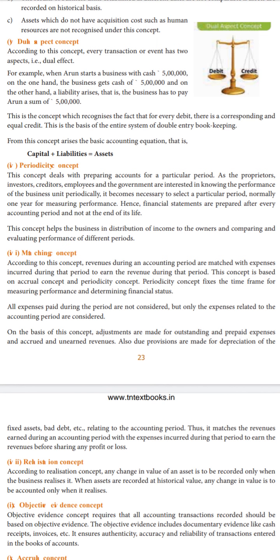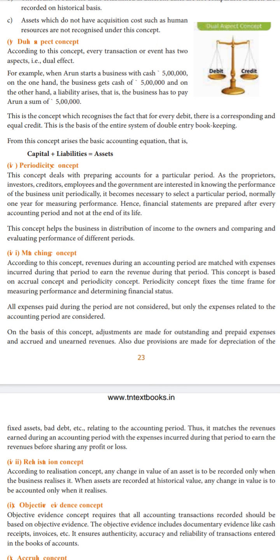And next is the matching concept. This is most important. Matching concept means for whatever income, that is revenue, we receive, there must be matching expenses. For example, a parent receives an income of, say, rupees 50,000, and spends rupees 30,000 in a particular month. His revenue is 50,000, he has spent 30,000. Still, he has 20,000, which will be shown as his savings, but in business we call it profit.